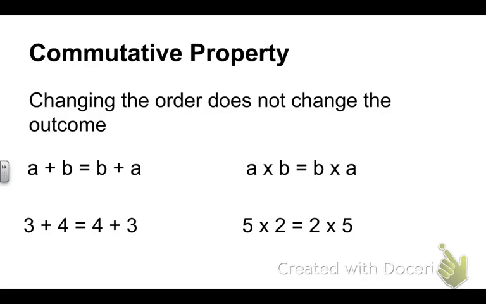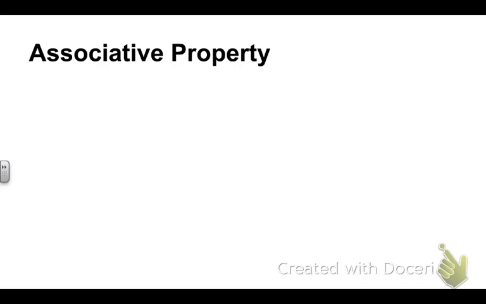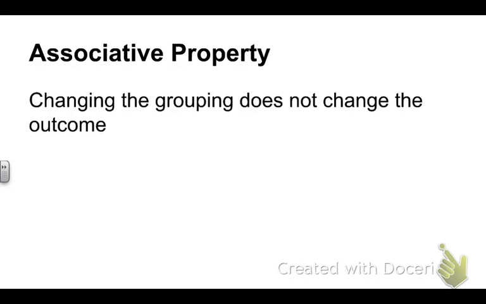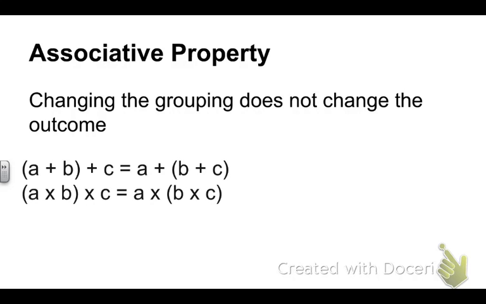That's the commutative property. The associative property says that changing the grouping does not change the outcome, the answer. So for example, A plus B first, then plus C, is the same exact thing as A plus, first, B plus C. Alright, now I want you to pay close attention to this. If you look at the first example, it's all addition. If you look at the second example, it's all multiplication. That's the only way the associative property works.